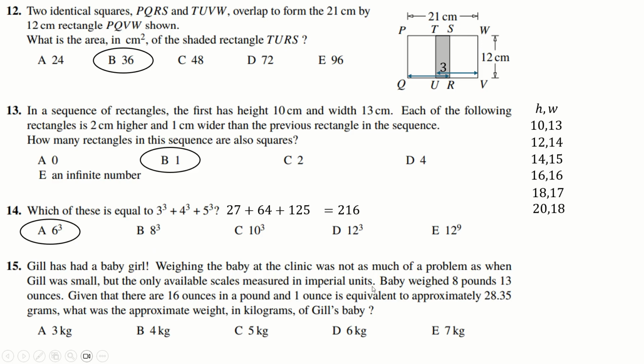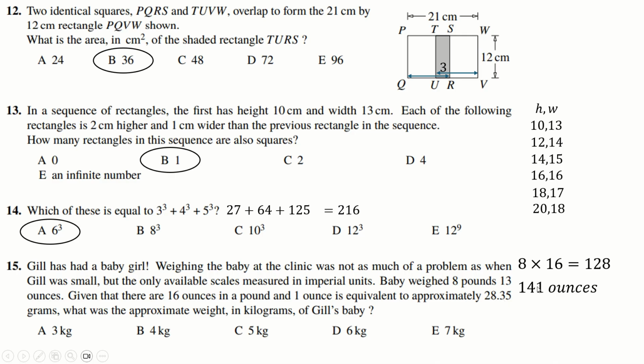Yeah, so 8 pounds, 13 ounces, 16 ounces a pound. So the first thing I did was said, well, what's 8 times 16? Well, that's 8 times 8 times 2, right? 8 times 8 is 64, times 2 is 128. Add another 13, and we get that this person weighs 141 ounces, which is approximately 28 grams.